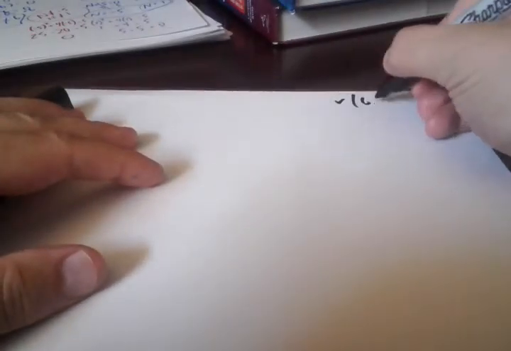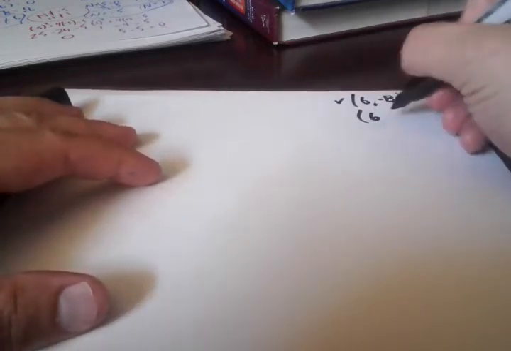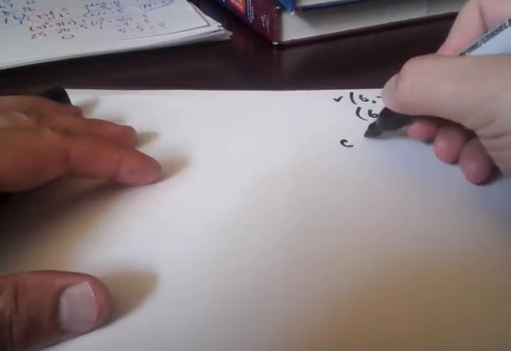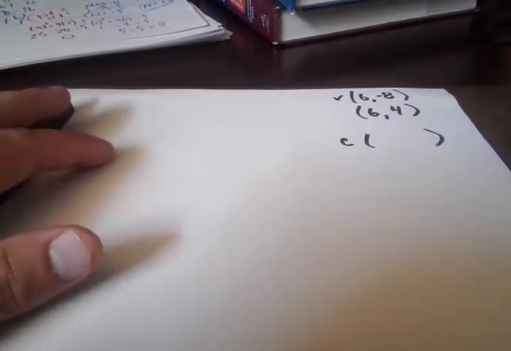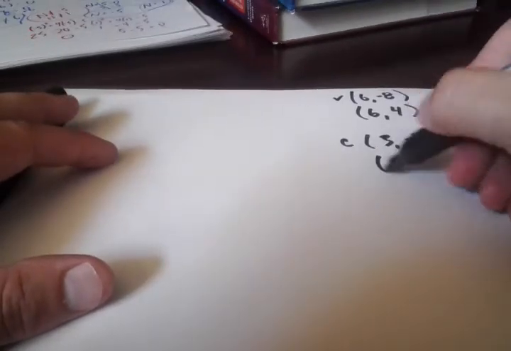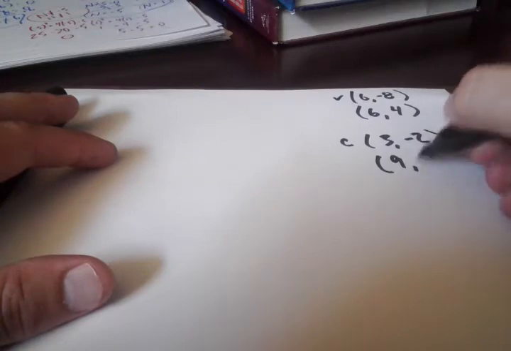Okay, so they say the vertices, all right, I'm just going to put a V here. Right, so the vertices are, let's see, 6 and negative 8. Okay, and the other one is 6 and 4. There we go. And then the co-vertices are 3 and negative 2 and 9 and negative 2.